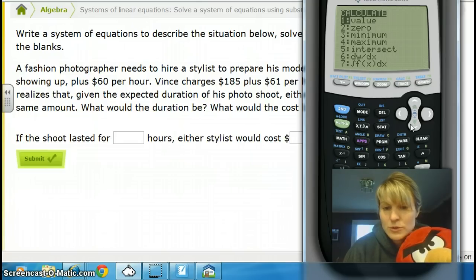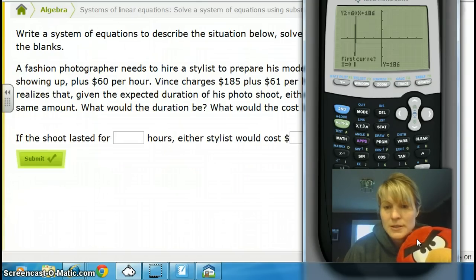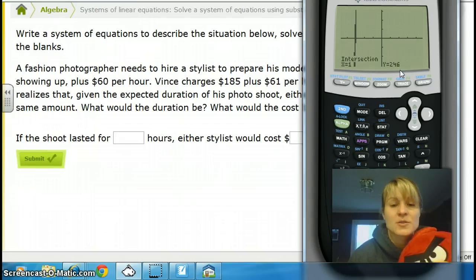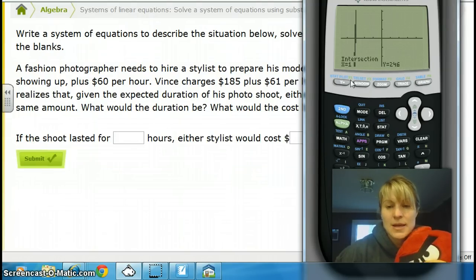So you go blue trace. So we're going to go down to the intersection, hit enter, and we're going to tell it to guess because we can't even really see. So we're going to keep hitting enter till it guesses. And it says the intersection is at 1 and 246. So remember, 1 is our x-axis, which is time in hours, and y is our money or dollars amount. So here I'm going to have 1 hour and then 246 dollars.